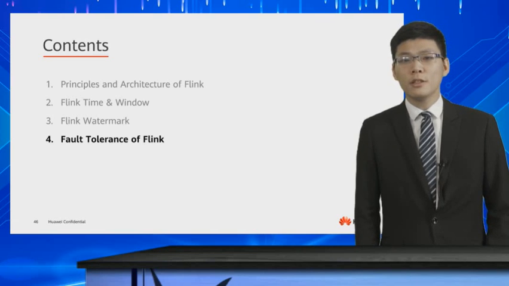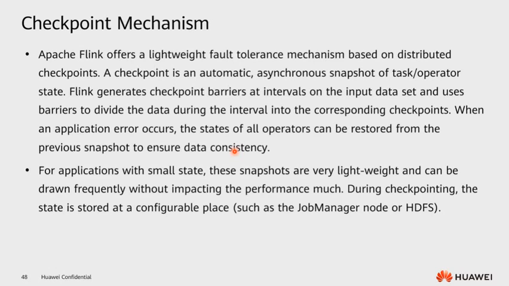Now we come to the final section in this chapter, which is about how we can measure the fault tolerance of Flink. So, what is a checkpoint? Actually, it is just a snapshot of task or operator state. It is just like taking a picture of a person, and the picture records the status of the person at a certain time point in a lightweight way.